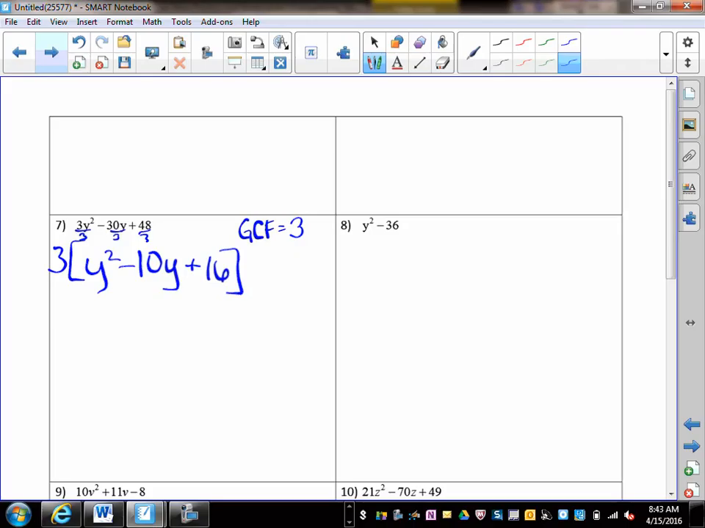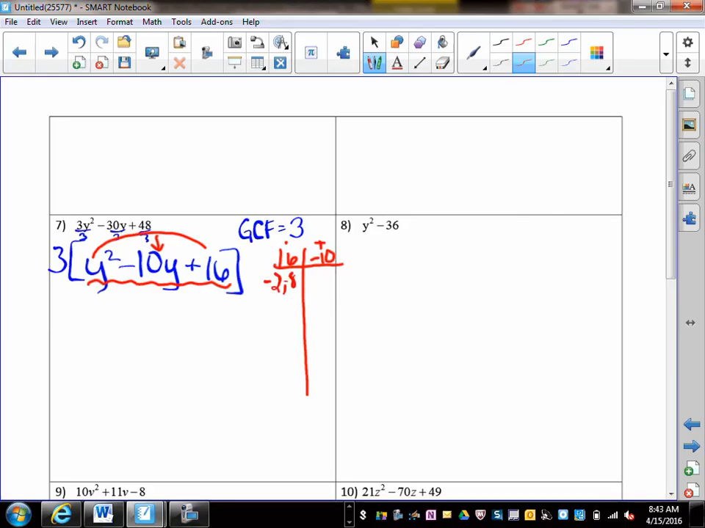Alright. Now, after we factor out the GCF, we have to break this down, right? We have to factor this guy. So the next step would be to do the t-chart. Let's go do our t-chart. It multiplies to 16 and adds to negative 10. What two numbers satisfy those requirements? Negative 2, negative 8.